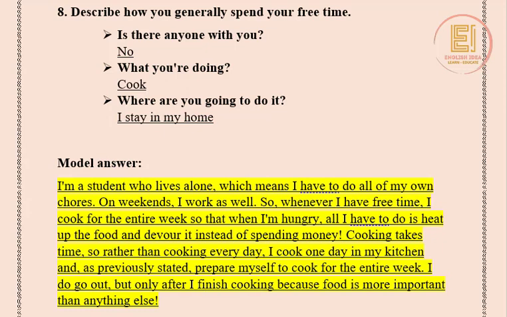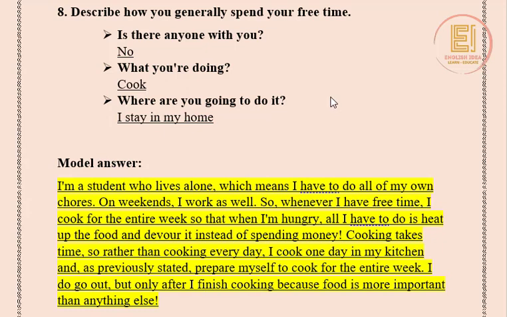Cooking takes time, so rather than cooking every day, I cook one day in my kitchen and, as previously stated, prepare myself to cook for the entire week. I do go out, but only after I finish cooking, because food is more important than anything else.